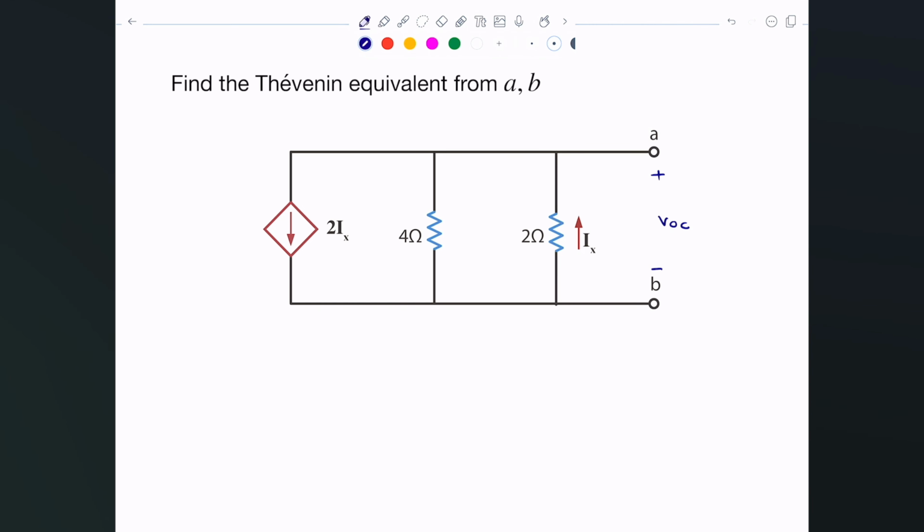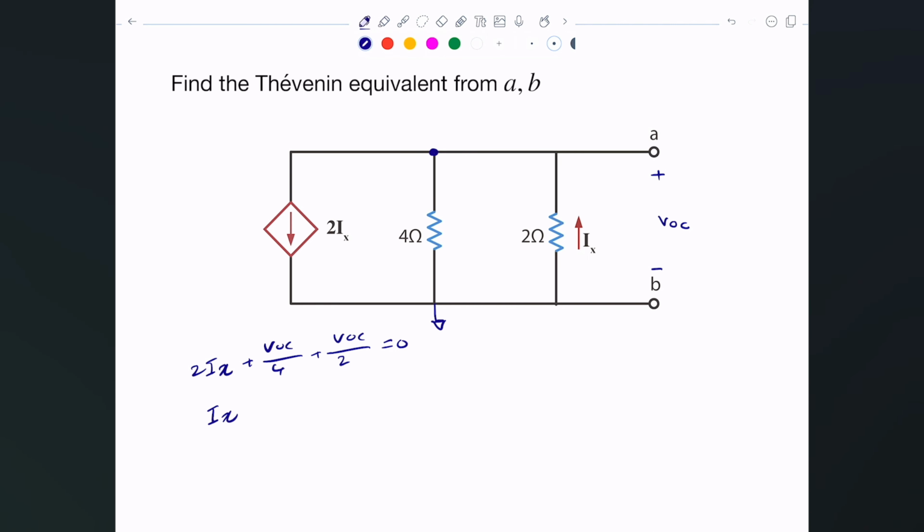Of course, we can simply write nodal analysis in here. We can put the reference in here, and that will be our V open circuit. So that will be 2Ix plus V open circuit divided by 4 plus V open circuit divided by 2 equals 0. All right, but we need to figure out the Ix in terms of the V open circuit.